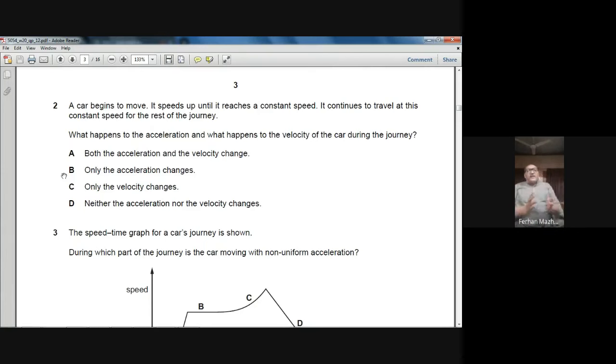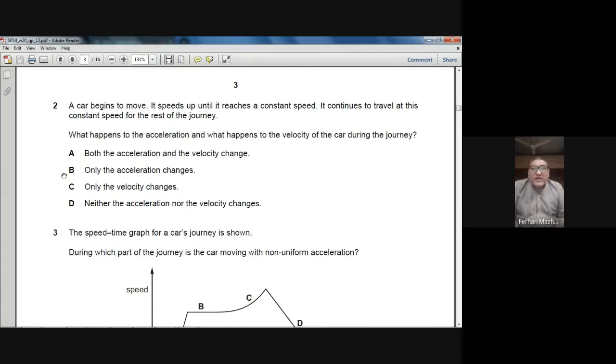And another important thing, if you look at the acceleration, what happened with the acceleration? At the start, the car begins from zero speed, and then its speed increased, so it has certain acceleration. And eventually, the speed became constant. When the car continues to travel with constant speed, the acceleration will become zero. So the amount of acceleration has also varied. There was some acceleration, and then there was zero acceleration. So both the velocity and the acceleration have changed.